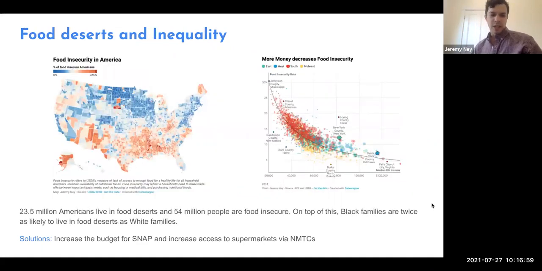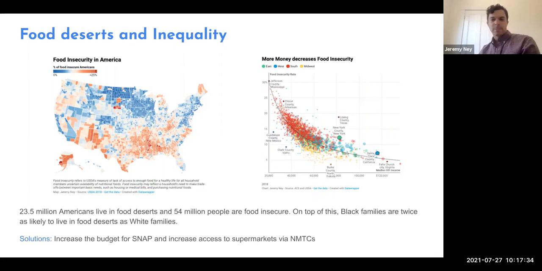Food deserts and inequality was a really fascinating one to dig into, because the area that I actually live in, Cambridge, was a food desert up until very recently when a new affordable supermarket came in. About 24 million Americans live in food deserts, and 54 million Americans are food insecure, which is really just astounding, as we think about America as being a very developed and wealthy nation.